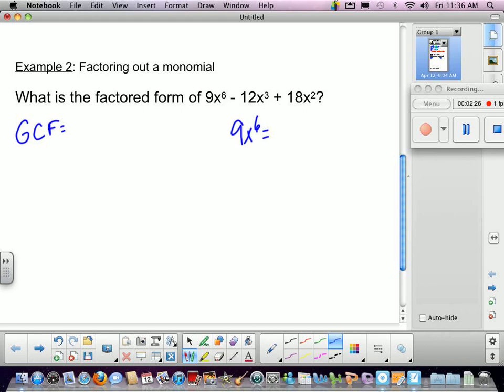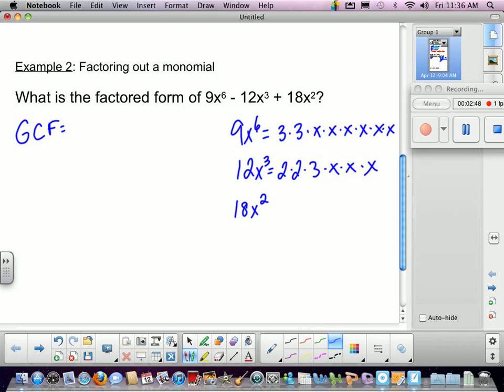So 9x to the 6th would be 3 times 3 times x times x times x times x times x times x. 12x cubed would be 2 times 2 times 3 times x times x times x. And 18x squared would be 2 times 3 times 3 times x times x.